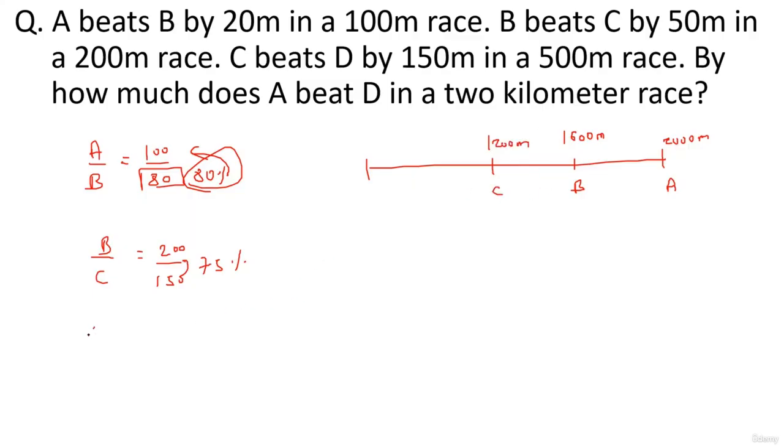Lastly, okay, C beats D by 150 meters. We have seen that too. 50 upon 15 comes, which is 10 by 7. So D covers 70% of C's distance. So D will cover here 70% of 1200, which will be 840. Very clearly, A is beating D by a distance of 1160 meters.